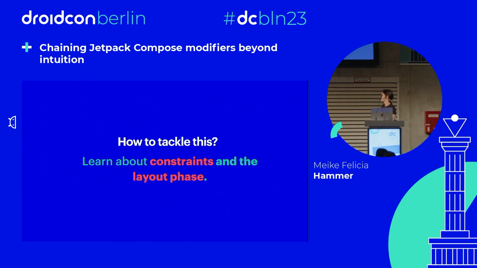How do we tackle issues like that, so that we can foresee the effect of several size modifiers and what would happen when we change several modifiers like that? Actually, it's a good starting point to learn about constraints and the layout phase. So let's have a look.